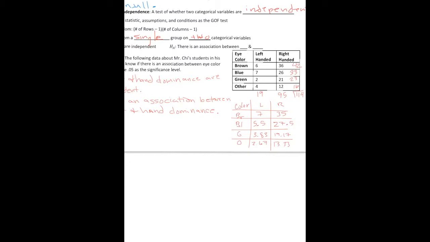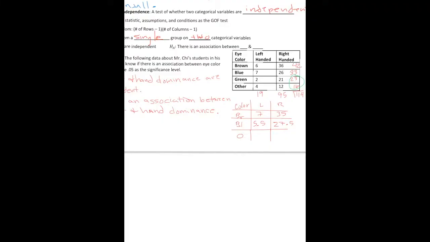Okay, once you find all of your expected values, you'll notice that this goes against one of our conditions. If you look at the green and the other, for left-handed people, it doesn't give us an expected value of at least 5. And without that expected value of 5, you can't run your goodness of fit test. So remember, one of the options was to scrap the whole thing or combine things together. And since green and other are both so small, we can put those together into one other category.